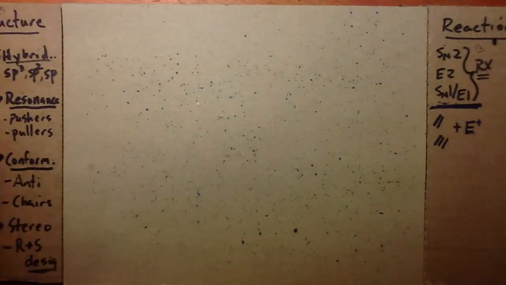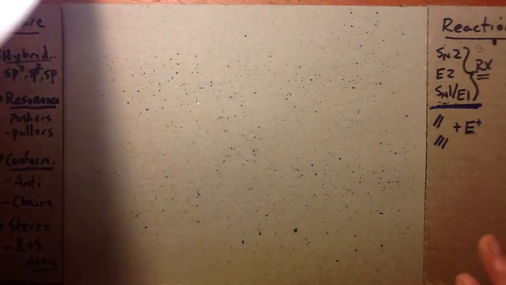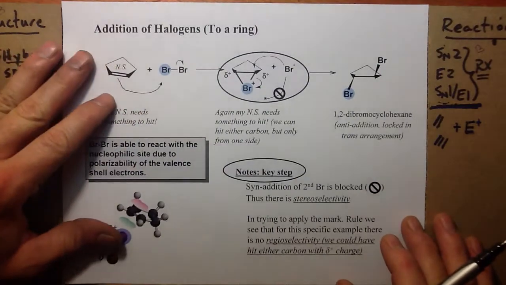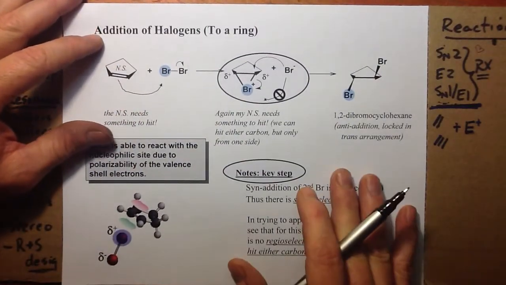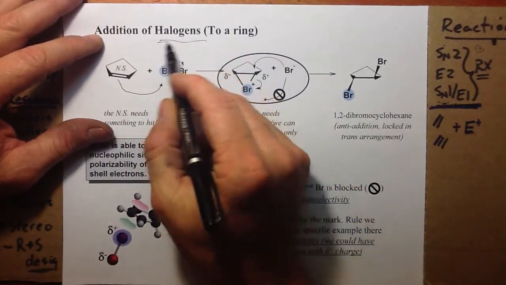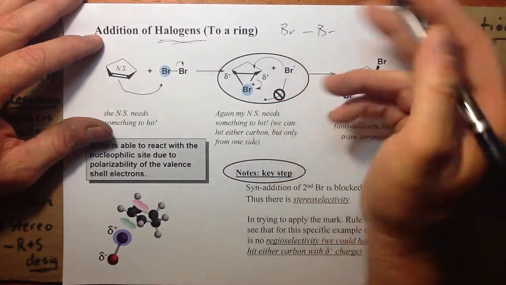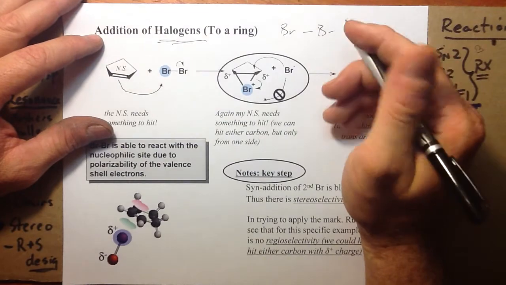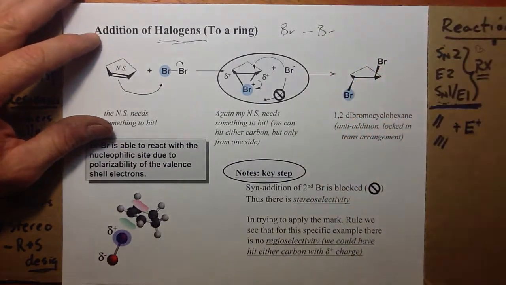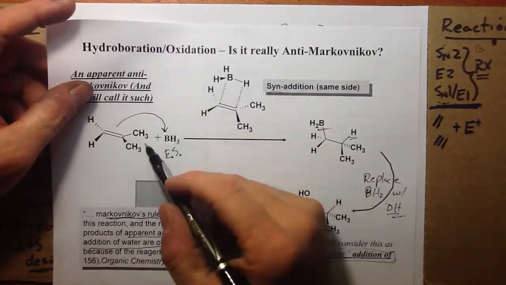Let's look at our third reaction using Br2 or Cl2 with water. Addition of halogens to a ring. Now the reason these are reactive, we don't need an acid catalyst like we've been seeing before, or a Lewis acid like BH3. These are very reactive.